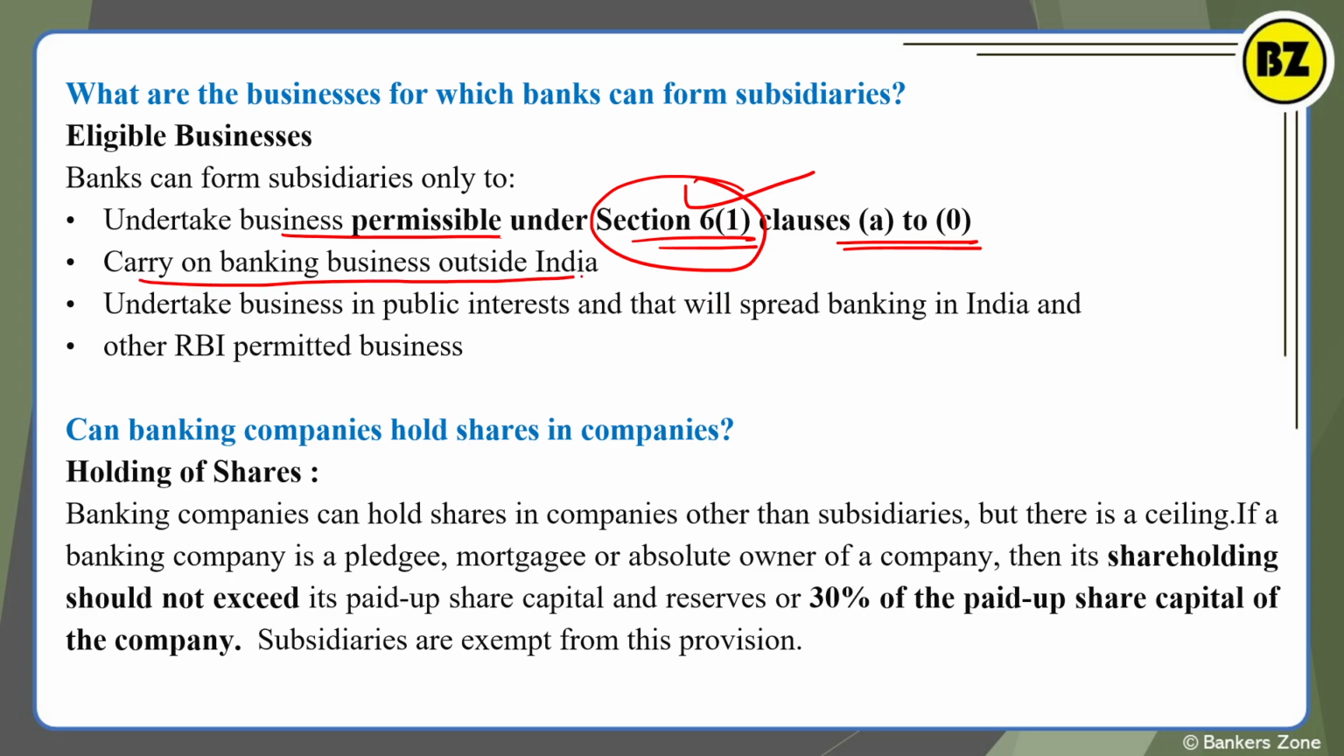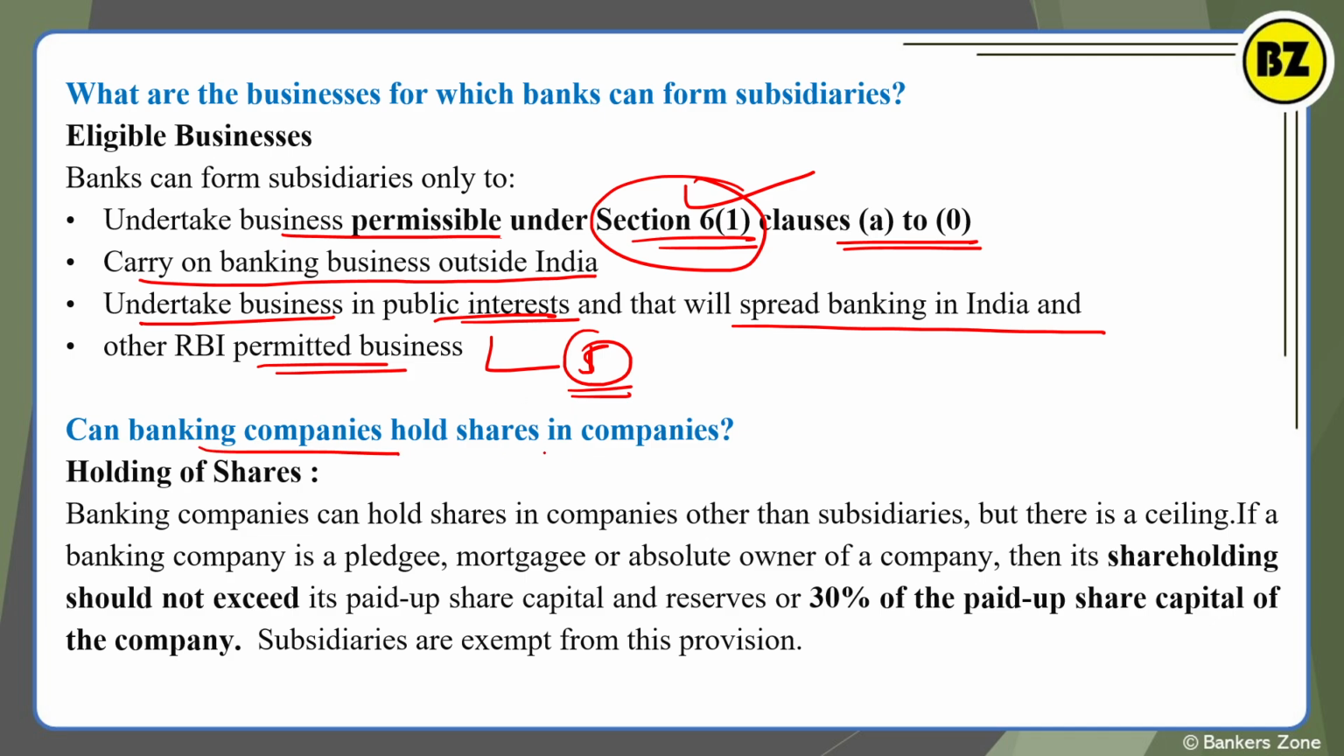Carry on banking business outside India. So the subsidiary can do the business outside India. The subsidiary can undertake business in public interest, and that subsidiary will spread banking in India, and other business permitted by RBI can be done by the subsidiary of the bank.